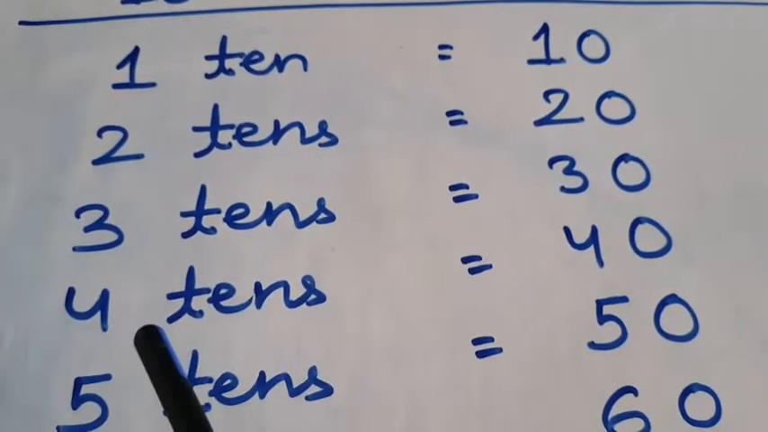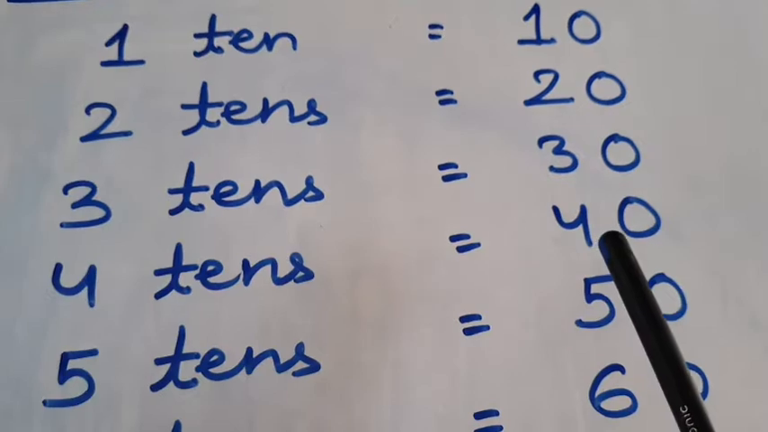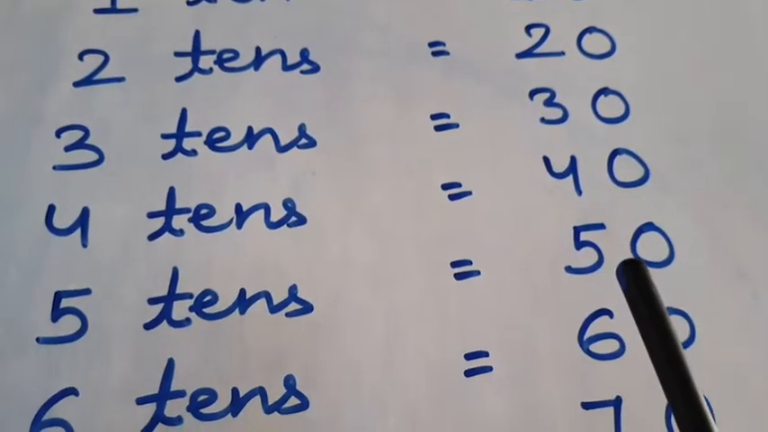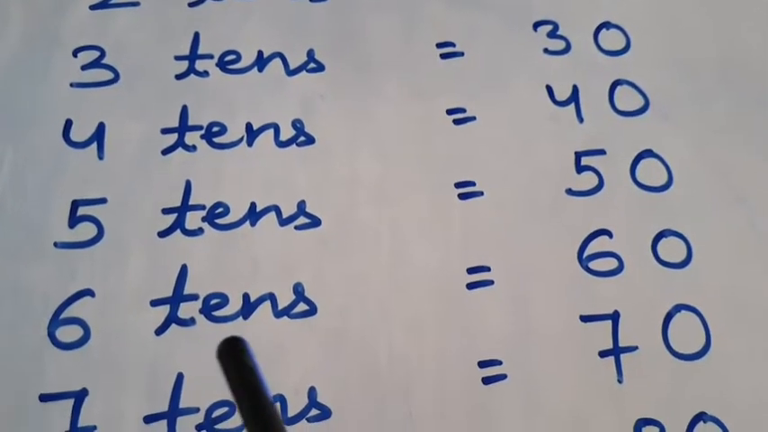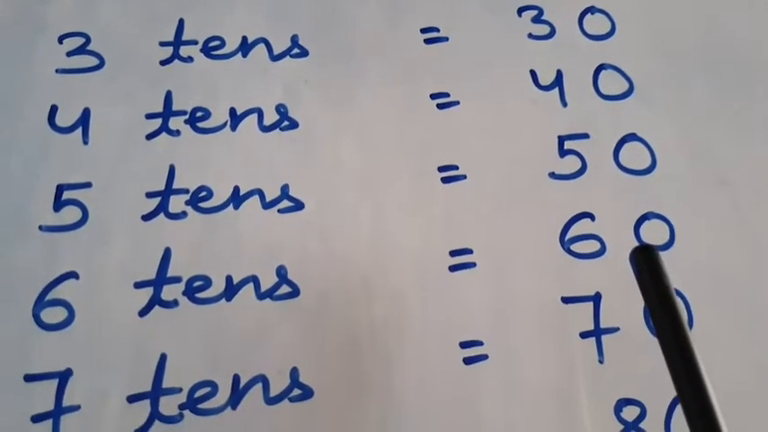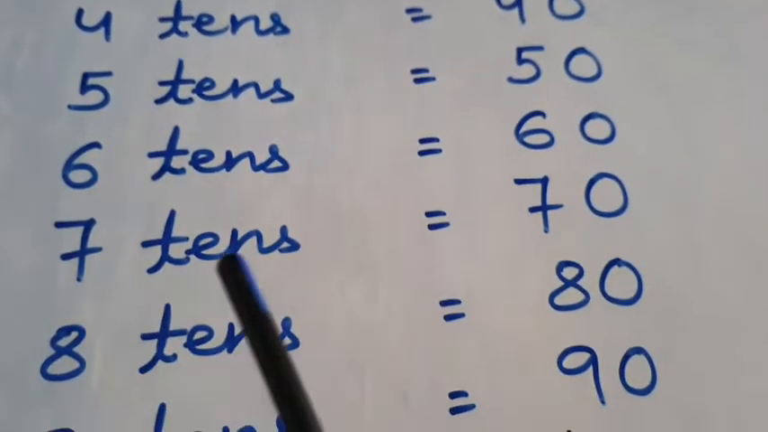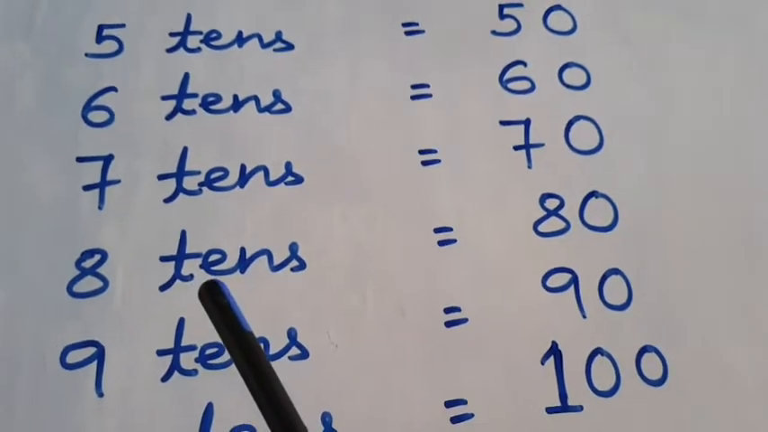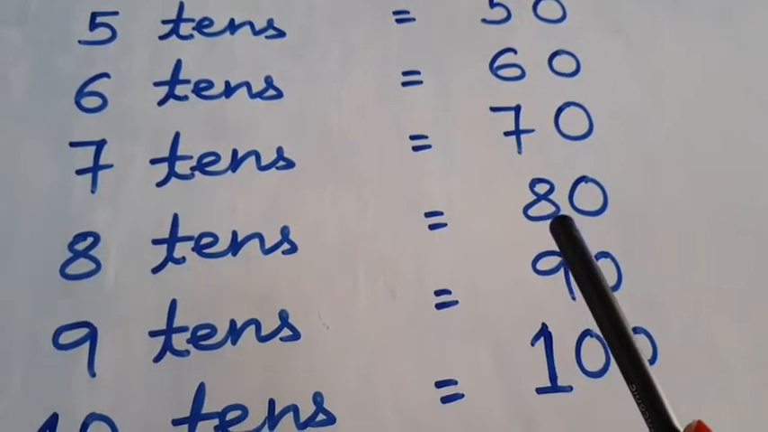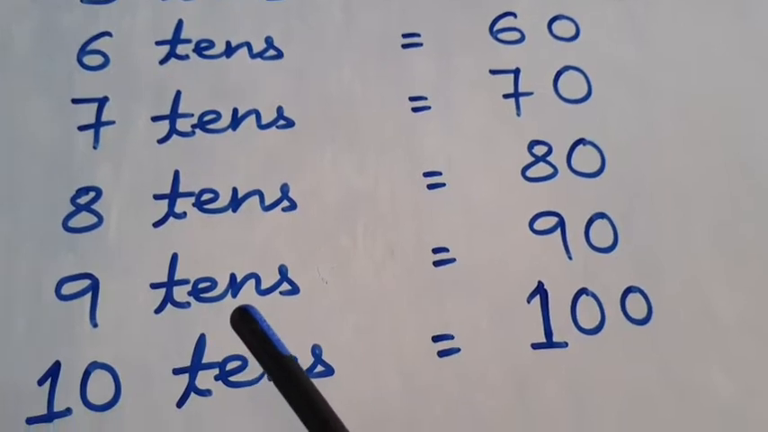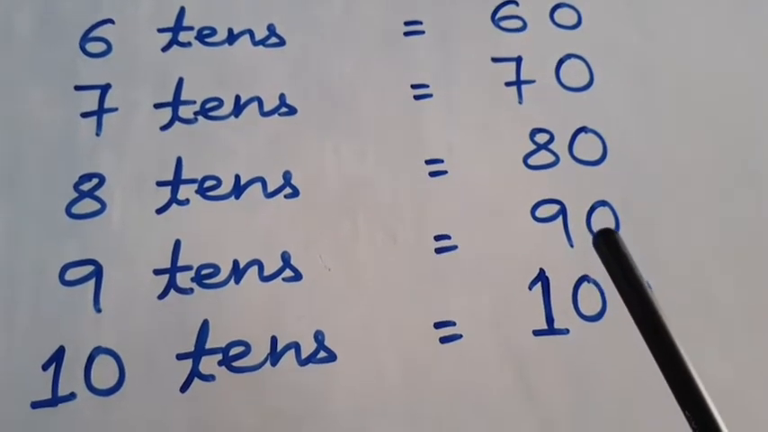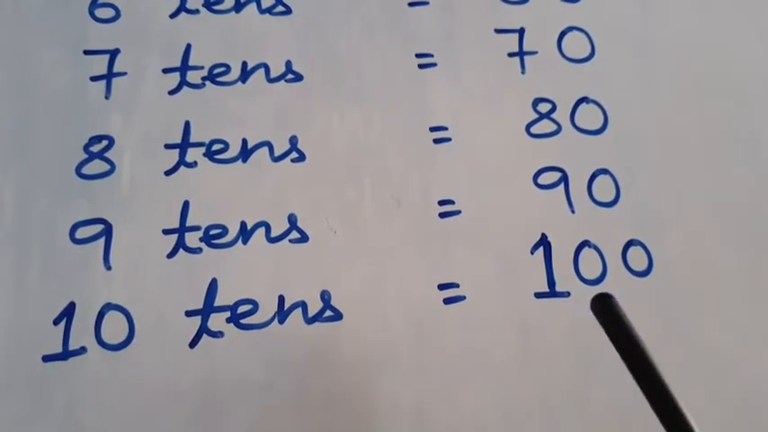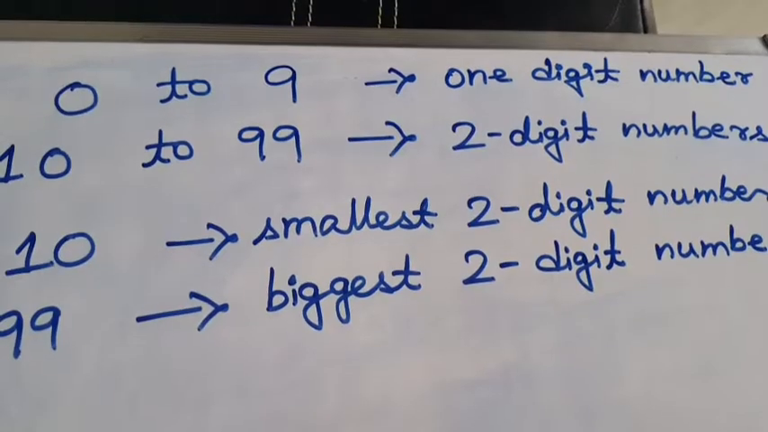4 tens, 40. 5 tens, 50. 6 tens, 60. 7 tens, 70. 8 tens, 80. 9 tens, 90. 10 tens equal to 100.